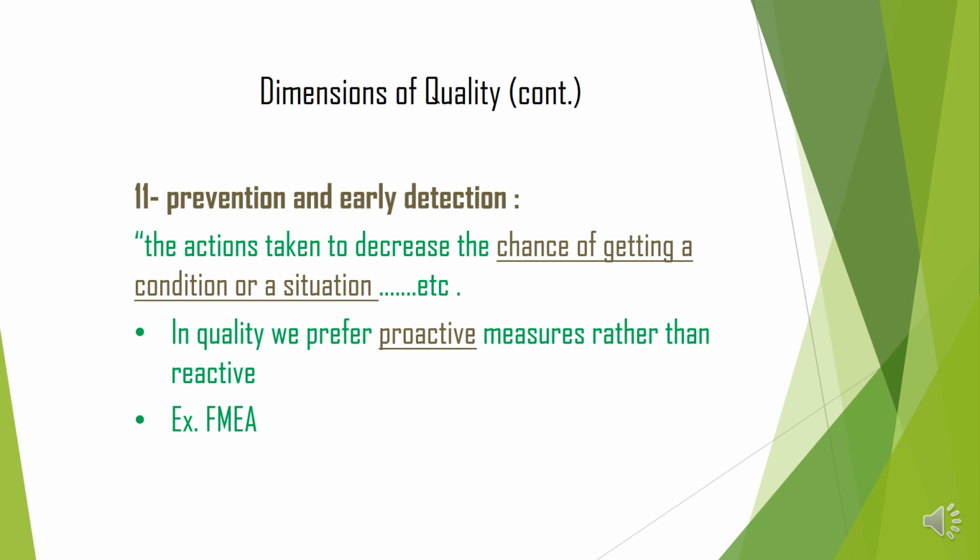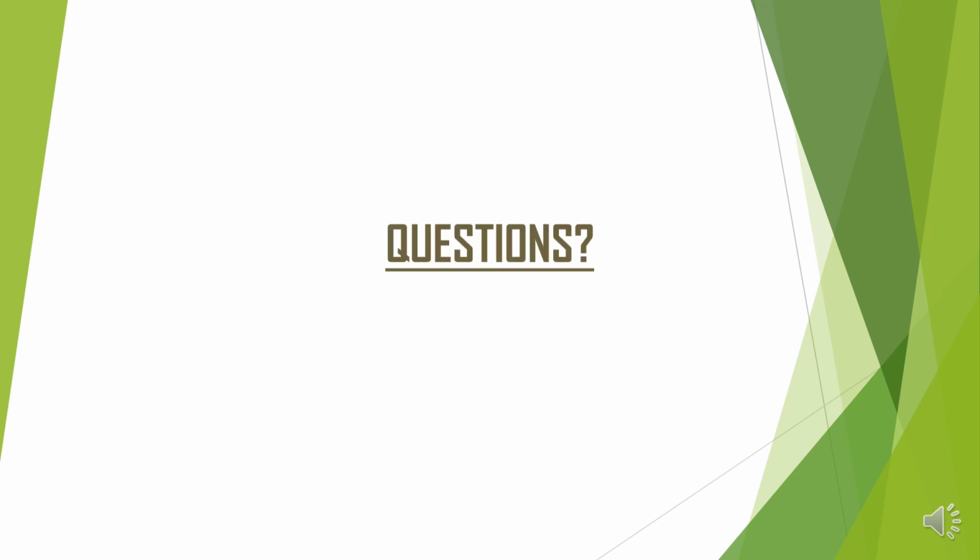Example here is FMEA, failure mode and effect analysis. We would do this one for any project, for any services, new things, or modification of already existing services. We will do FMEA, failure mode and effect analysis. We are anticipating the areas where failure can happen, and we will put an action plan to avoid those things from happening in the future.